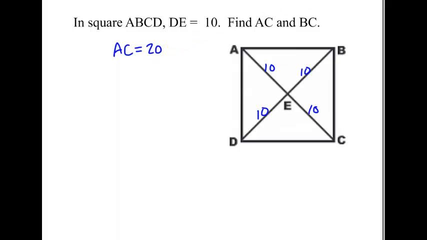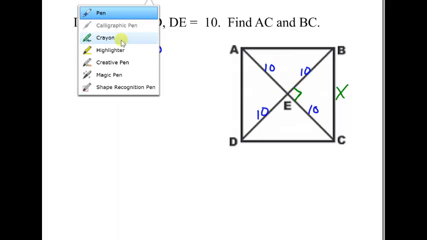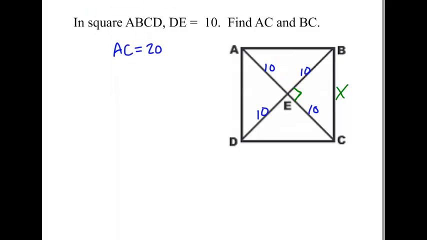Now the tougher question is probably the BC side. So how long is BC right here? Let's put an X on that. For this one, we're going to have to remember that we've got a right angle right here. This might be the easier way to do it. And I'm looking at that because I want to notice that I've got a right triangle. Let me highlight the right triangle for us.